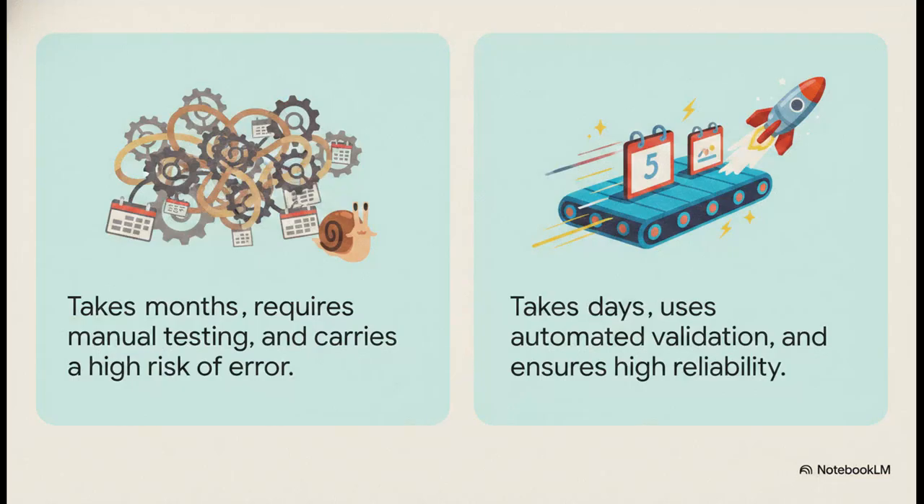To really grasp the solution here, we've got to look at the massive bottleneck that plagued legacy delivery for years. Imagine having to manually test for bugs, check every line of formatting, and run security scans by hand every single time a piece of code gets committed. It would literally take months. But today, with modern automated validation, that exact same process takes just days or weeks with way higher reliability. It's a total night and day difference.